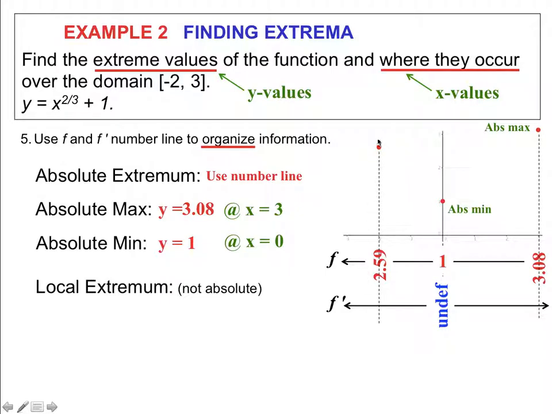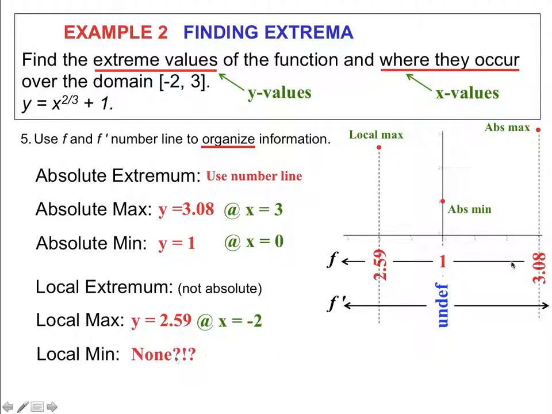And we have a local extremum here, not absolute. We know that's a local max because, since there are no other mins or maxes defined, the values have to go directly down to this point. So that's a local max at a y value of 2.59, which is an x value of -2. So that's a local max. Since we've used all of these endpoints, we know that we have no local min.